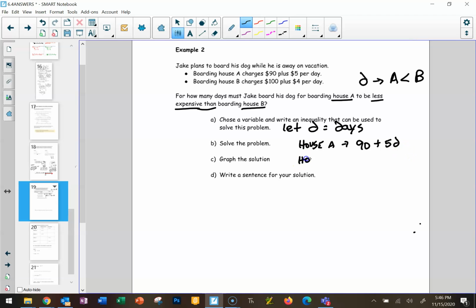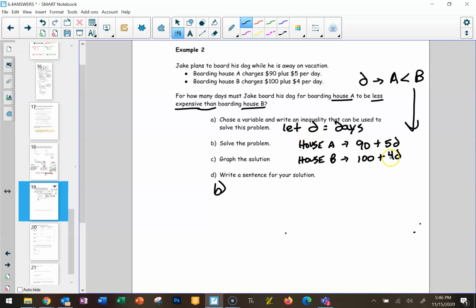Now for boarding house B, it's a very similar process. It's just different numbers, right? $100 is the fixed cost, and then the variable cost, the thing that changes, is the $4 per day instead of $5 per day. So I've got 2 expressions, and then I know how to put these expressions together because I did this little mental exercise up here. So what I'm going to do now is solve the problem.